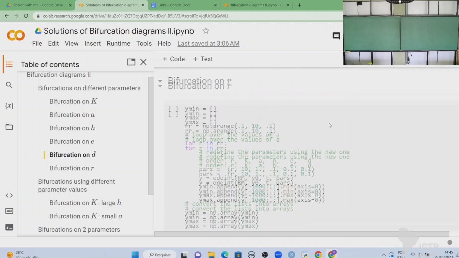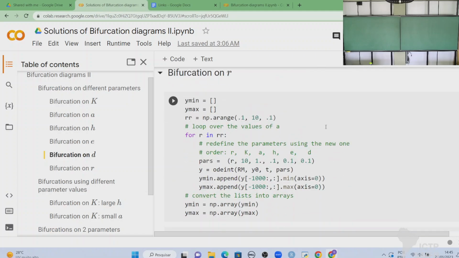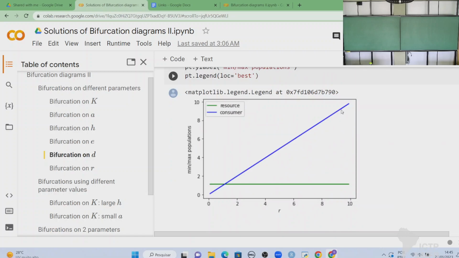And finally R, right? R is the one that I usually set to 1 right away, because it defines the time scale and so on, right? And this is the one parameter where you don't see bifurcation to cycles, okay? This is the one parameter where you won't find bifurcations to cycles, yeah?